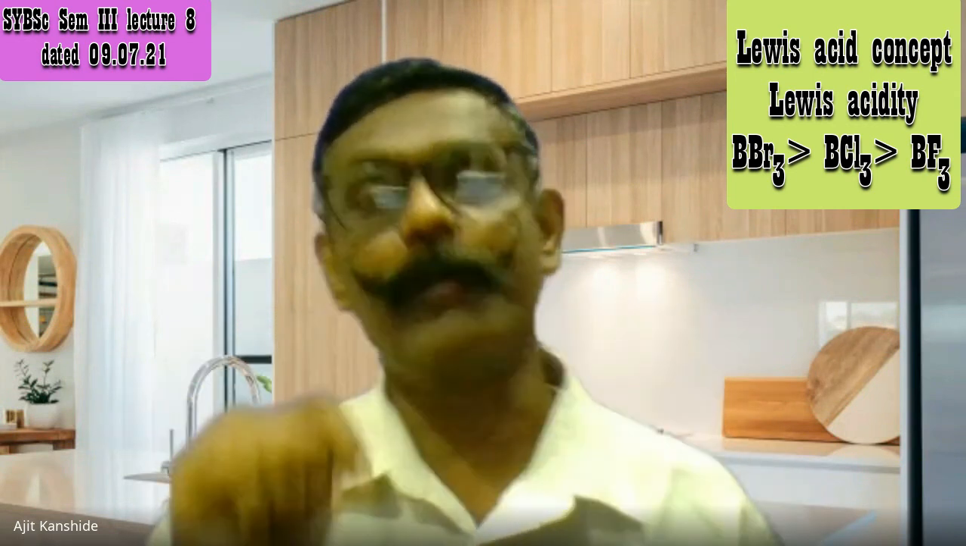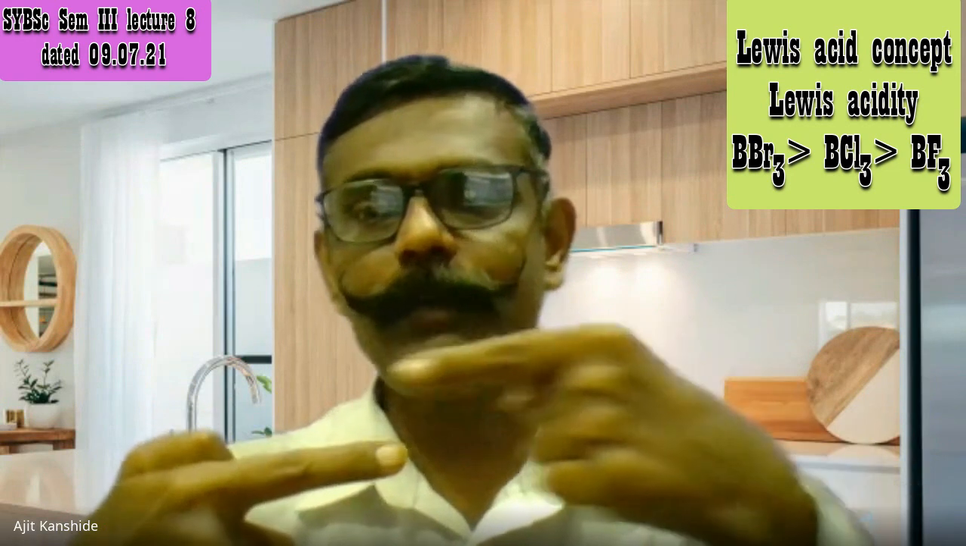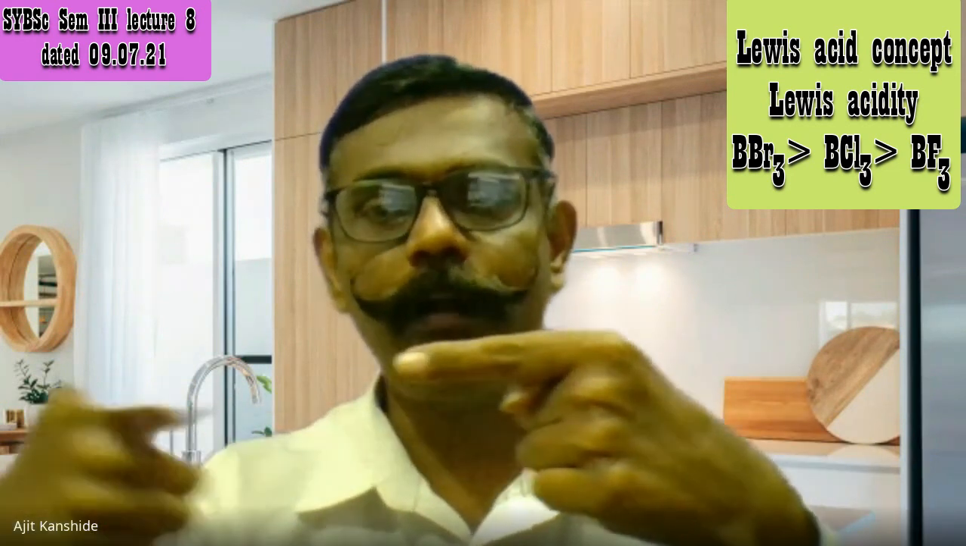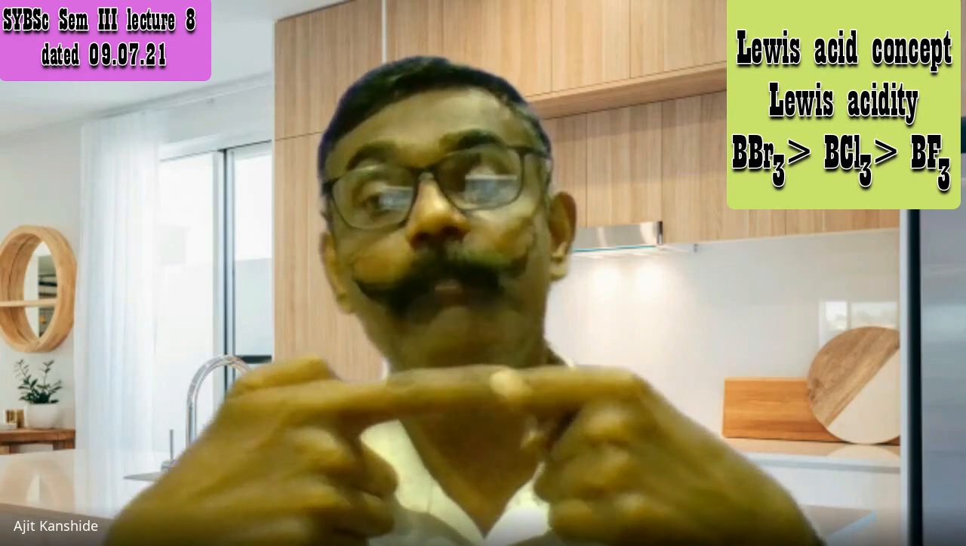Boron sp2 orbital to form a boron-fluorine bond. I repeat, one of the sp2 hybrid orbitals of boron and the 2p orbital of fluorine will interact to form a covalent bond, the boron-fluorine bond. So one of the 2p orbitals is involved. What about the other 2p orbitals?